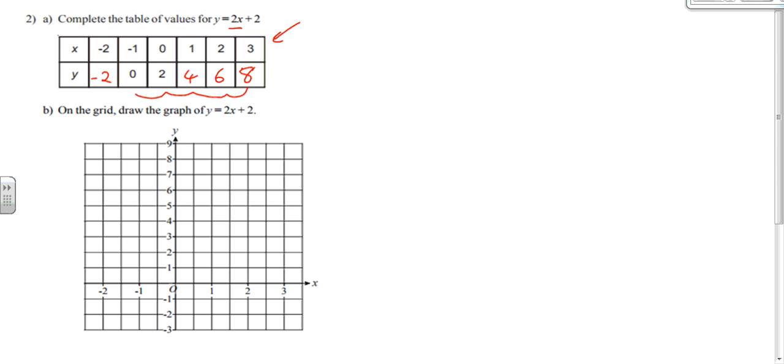Once you've drawn it, you've got to plot the points. The first one here is 3, 8. So you go across by 3, up by 8, and that's that point there. Next, across by 2, up by 6. Across by 1, up by 4. Across by 0, up by 2. Left by 1 and then 0 up, so it's minus 1, 0, minus 2 down here. And then once we've done that, we join up with a nice straight line, going through all the points, and it looks like that.